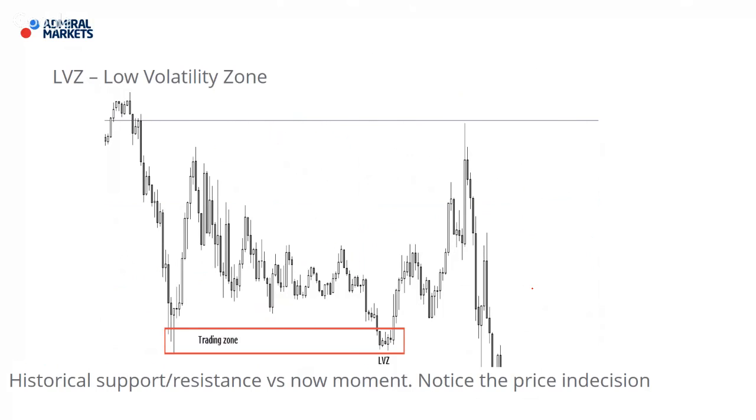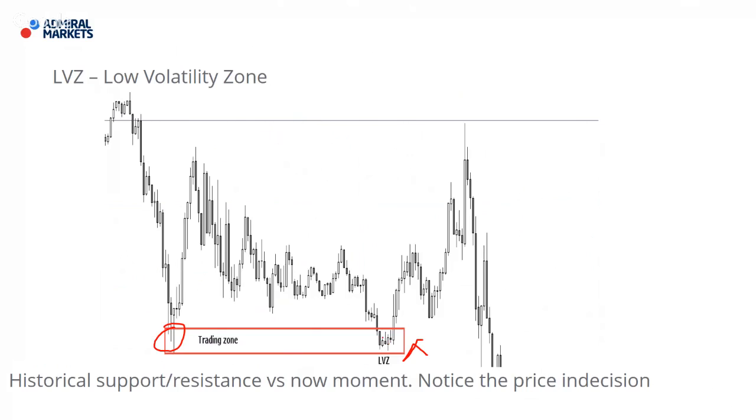Low volatility zone is something that I also like to see. I call it Levez, because a low volatility zone is spotted at the same time where historical buyers and sellers appear. So historical support or resistance versus the now moment. Notice the price indecision. So let's say that we are here. We take a look to the left and we see that in the history there was strong buying from this zone. And now we are seeing indecision.